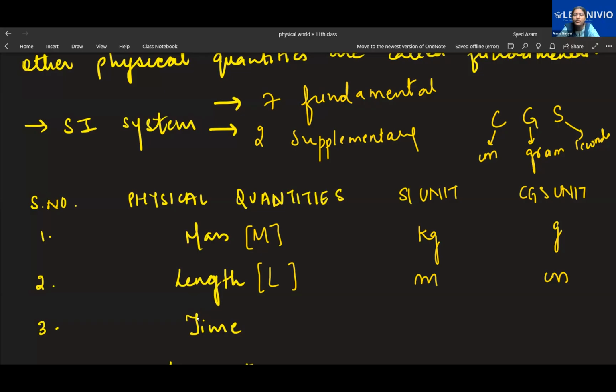Your MLT will construct your dimensional formula. Time is very easy. What I'm writing in the brackets is the dimensional formula representation. When we do the dimensional formula, I'll be writing it straight away. The SI unit is very easy because both are the same. You don't need to write hours or minutes. Just write it as second.